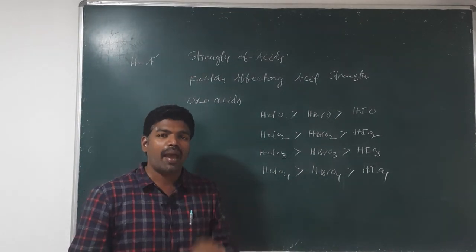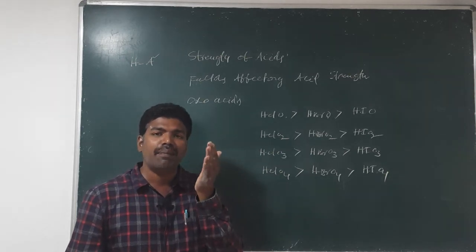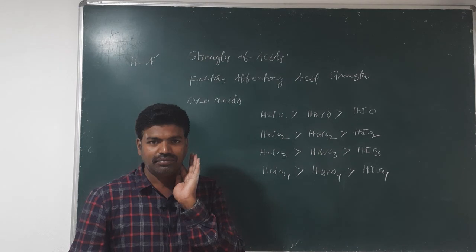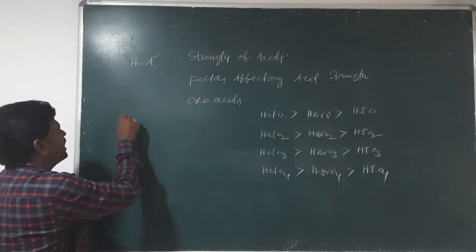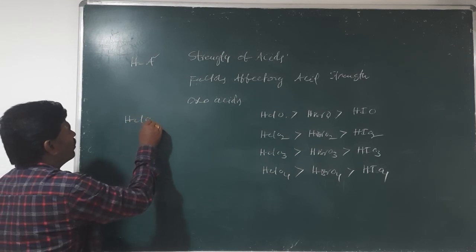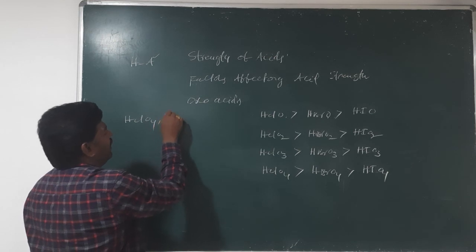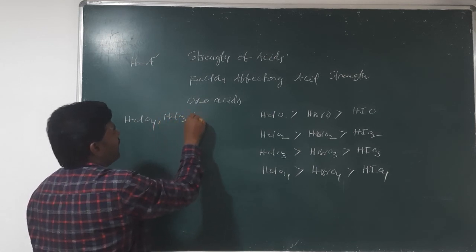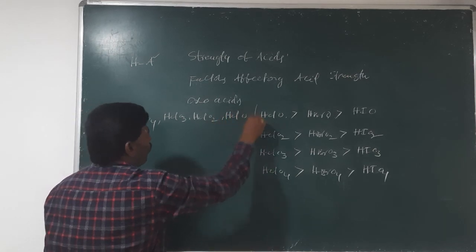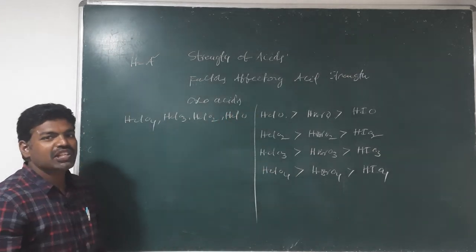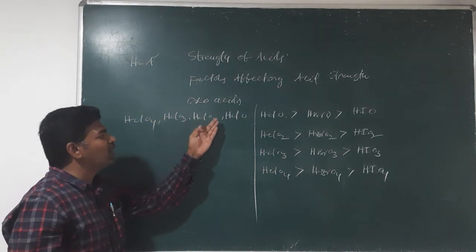But what happens when we are comparing the oxo acids of the same element? Okay, for example, if you take the oxo acids of chlorine, that is HClO4, HClO3, HClO2 and HClO. What happens when we are comparing HClO4, HClO3, HClO2 and HClO?